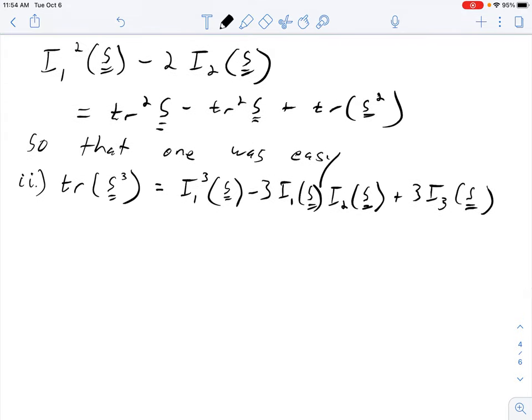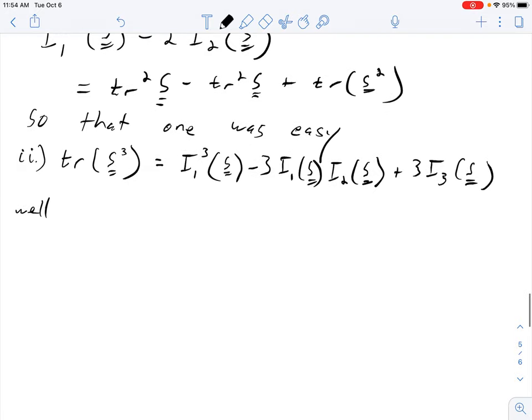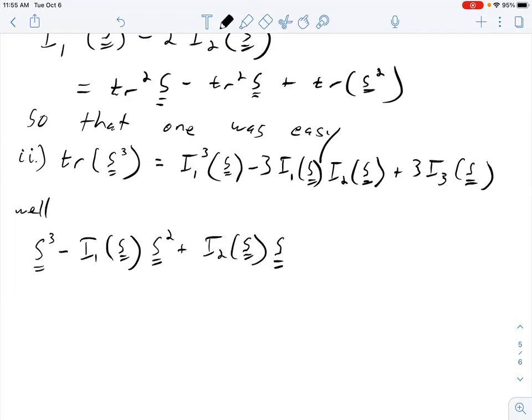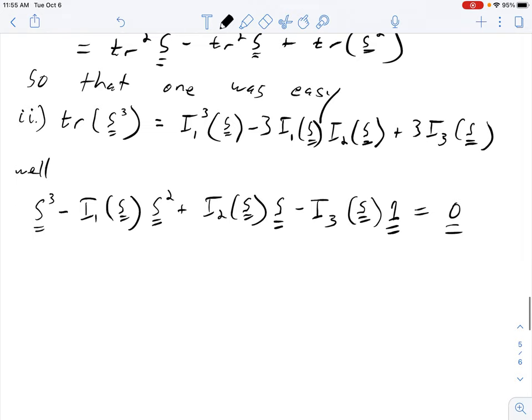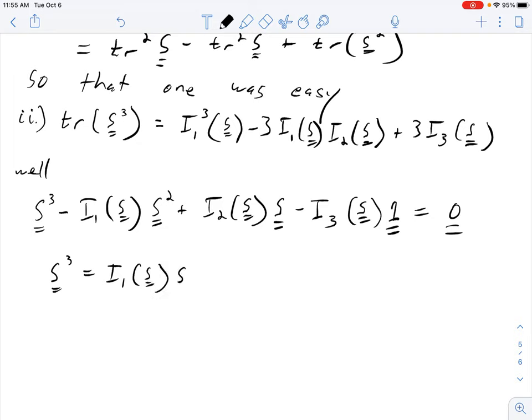All right, well, the Cayley-Hamilton theorem tells us that S has to satisfy its own characteristic equation, so we have that S cubed minus I1 of S squared plus I2 of S minus I3 of S identity is equal to tensor 0. All right, so S cubed is equal to I1 S squared minus I2 S plus I3 identity.